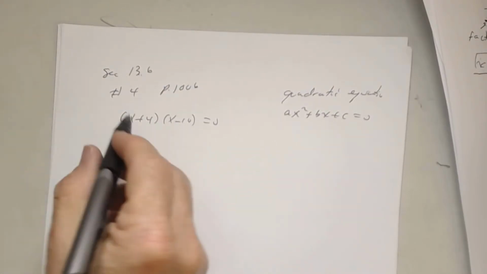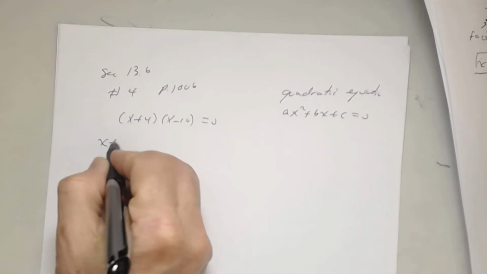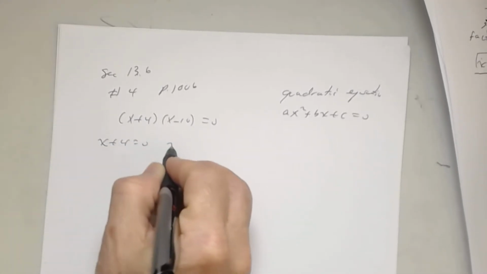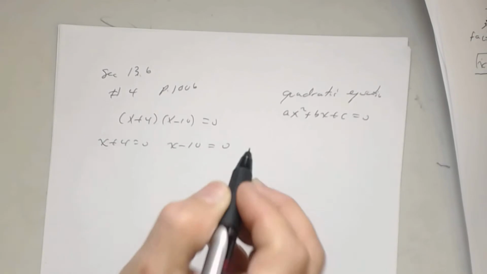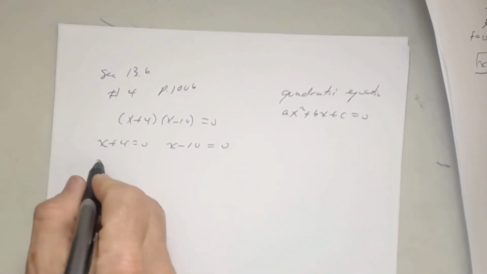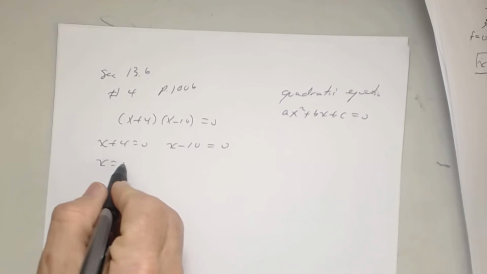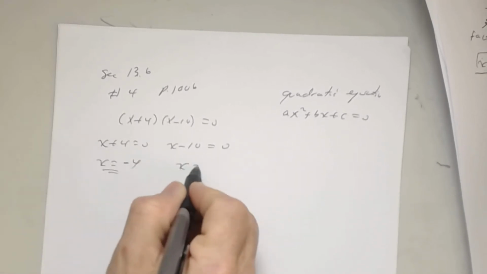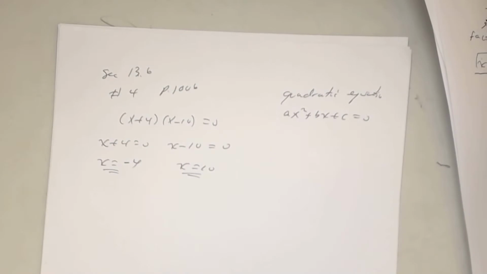So tell me what the next step is. X plus 4 equals 0, and then what? X minus 10 equals 0. So notice I went from a quadratic to 2 linear. So what's this solution? What's this one? X equals 10. All right. And you can always check yourself. Let's check 10.